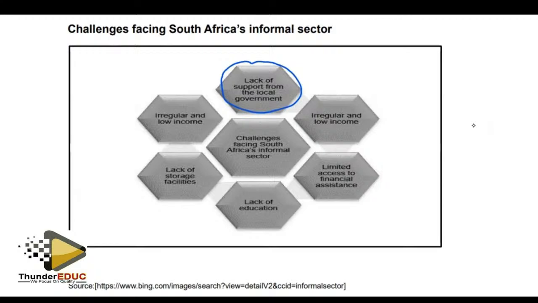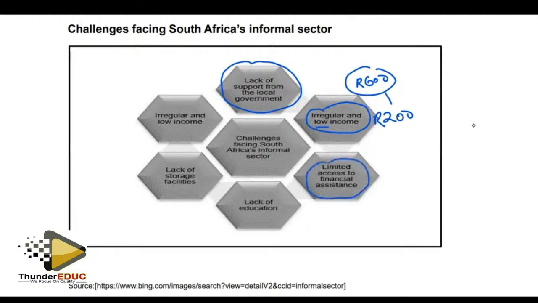Secondly, another challenge: irregular and low income, meaning this week you may be selling your magwinyas and you end up getting, let's say, 600 rands per week. Then next week it becomes a challenge and you sell the fat cooks and maybe you get 200 rands. So there's no stability in the income. That's why we say the income is irregular and low. Then limited access to financial assistance, like we mentioned earlier.